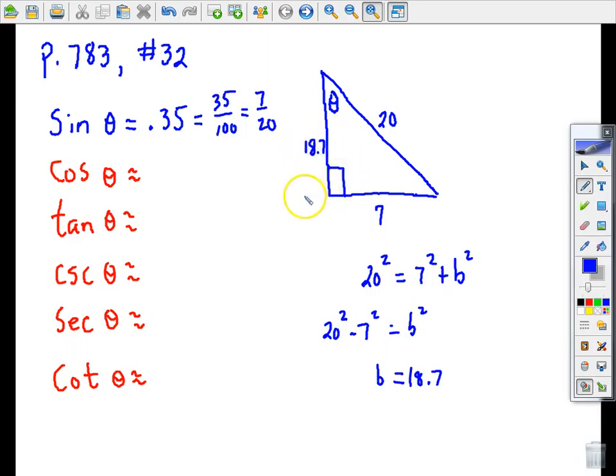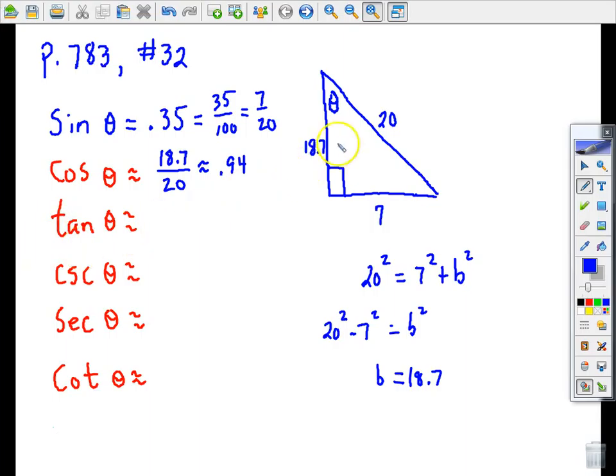Okay. So now we're pretty much set. We're going to run through the other 5 trig functions relative to angle theta. So remember, cosine is adjacent, which in this case is 18.7, over hypotenuse. All right, so we need to grab our calculator and do that division. 18.7 divided by 20 is 0.935. And we're supposed to, let's see, we're rounding, it doesn't say what to round to. So let's just say we'll round to the hundredths. So I'm going to say that's approximately 0.94, right?